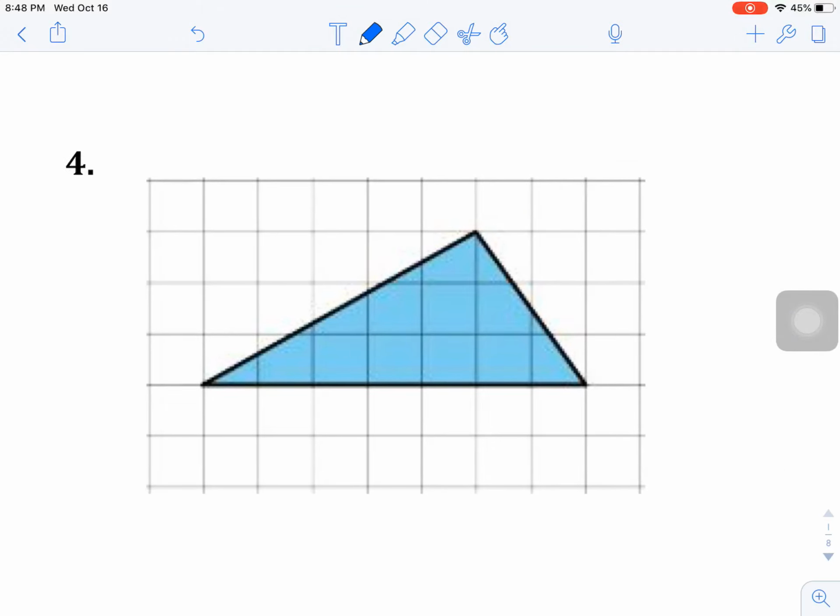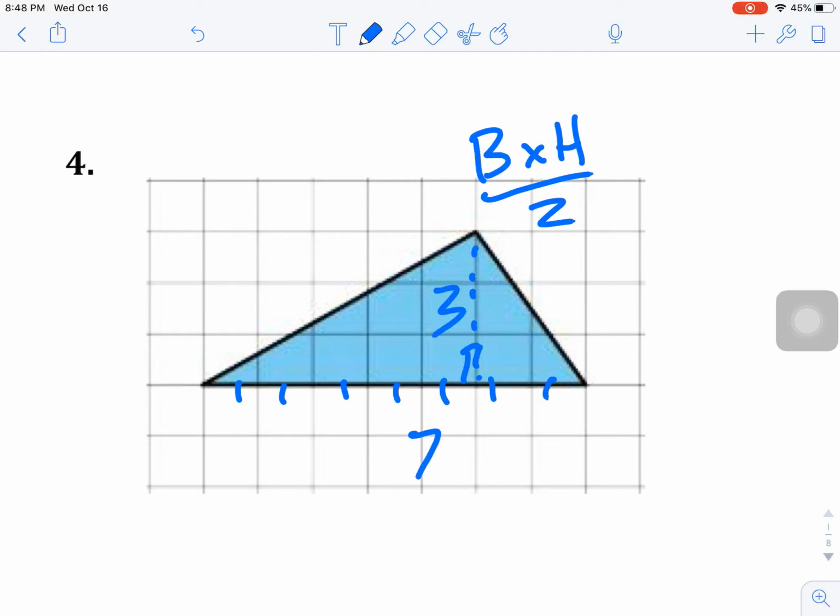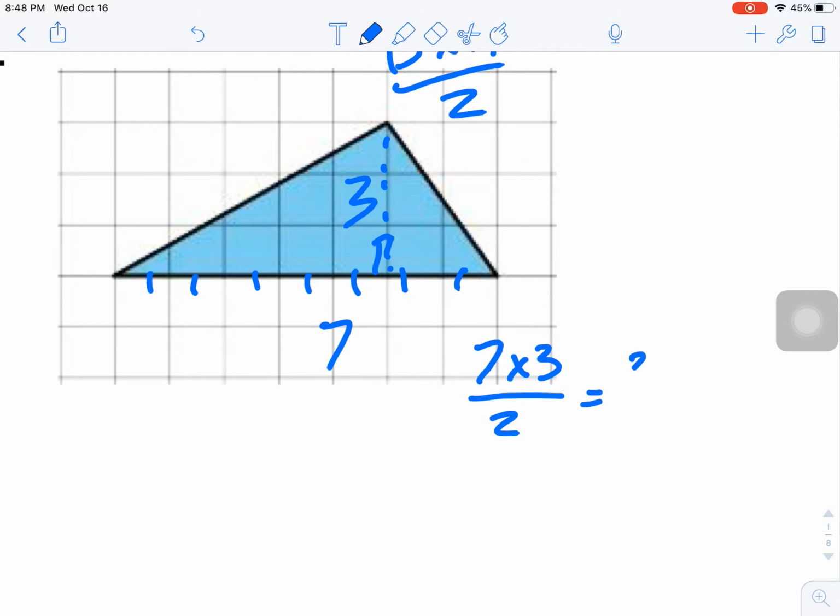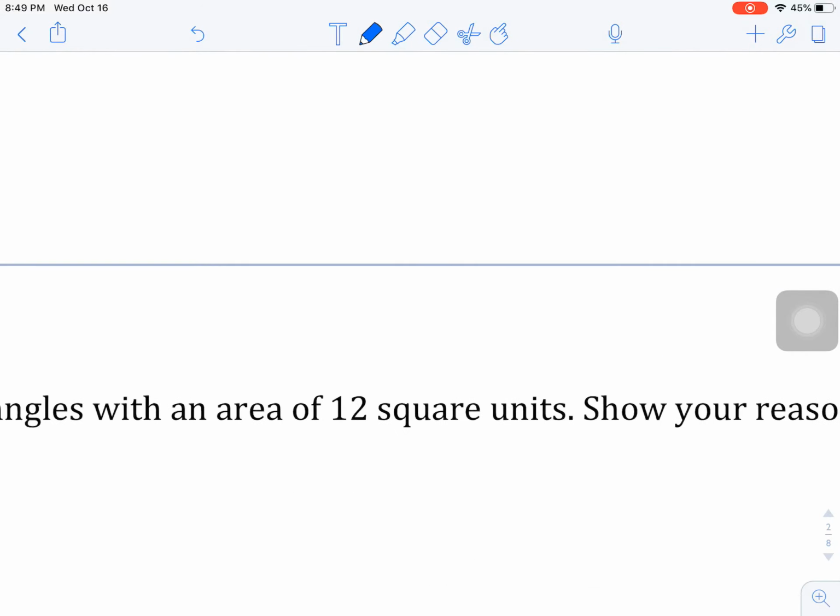All right, so number four is a triangle. So we have to make sure we use the triangle formula, base times height divided by 2. So we count the base, which is 7, and the height right there is 3. So we do 7 times 3 divided by 2, and that's equal to 21 divided by 2, and that's equal to 10 and a half, and then make sure to label it units squared. All right, so moving on.